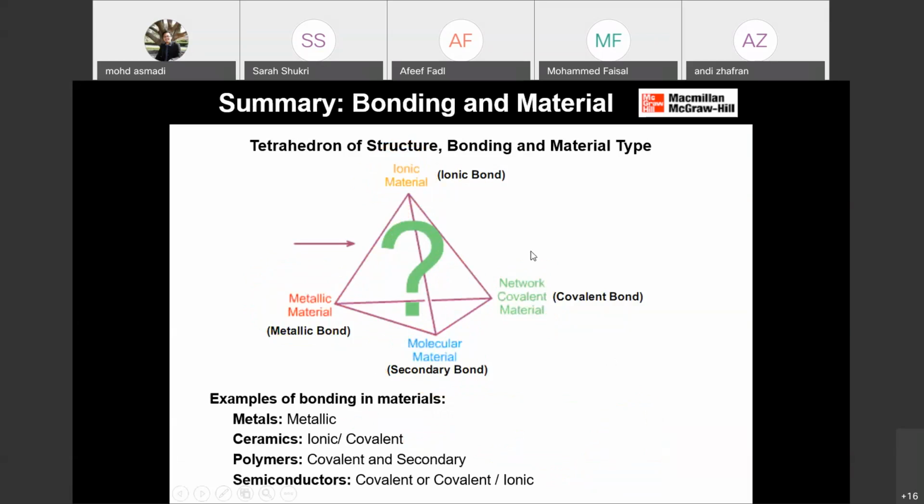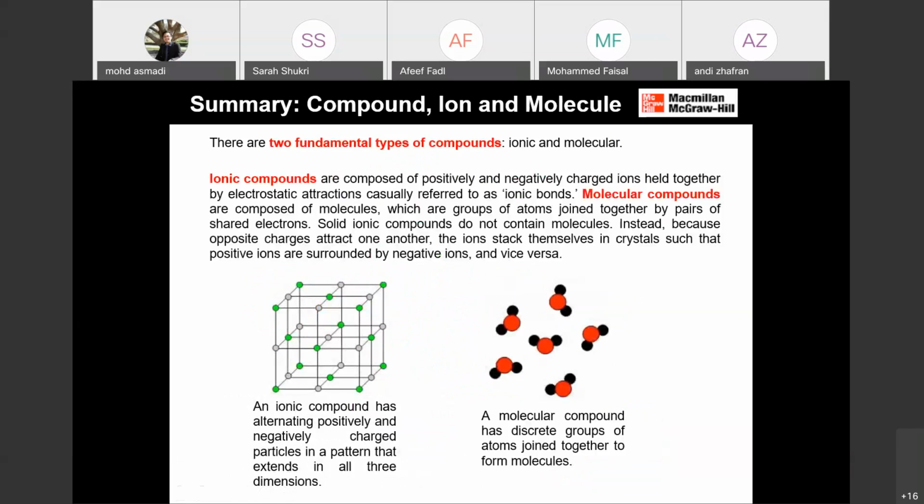So, for compounds, ions as well as molecules, there are two fundamental types of compounds. Ionic compounds are composed of positively and negatively charged ions held together by Coulombic force, referring to ionic bonds. Molecular compounds are composed of molecules, which are groups of atoms joined together by pairs of shared electrons. Ions stack themselves in crystals such that positive ions are surrounded by negative ions and vice versa. This is the summary of ionic and molecular compounds.